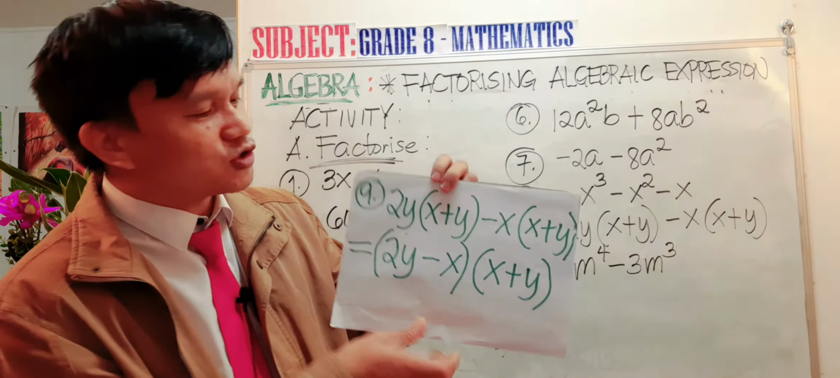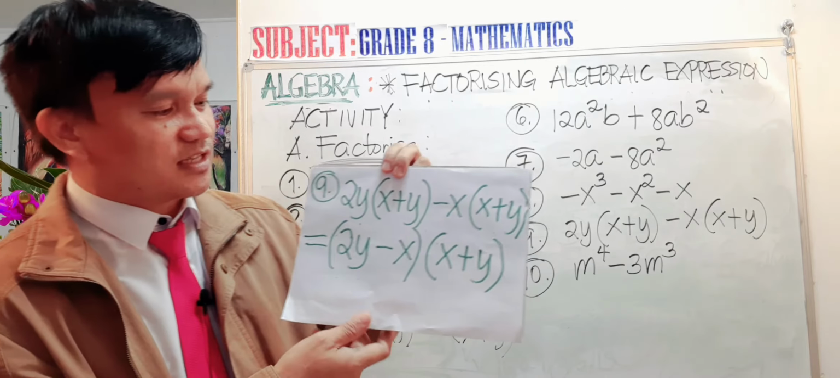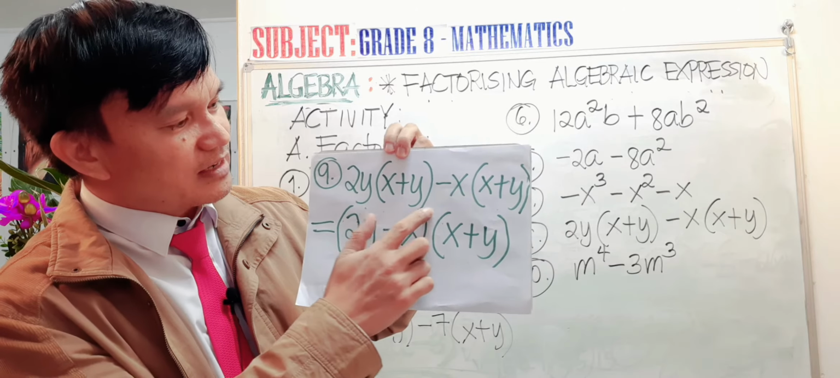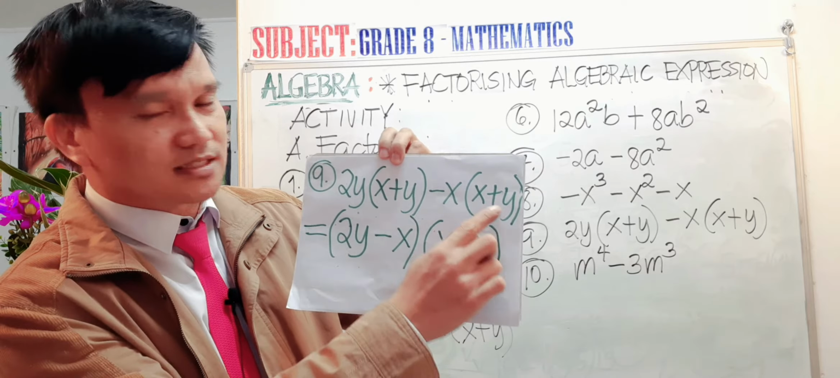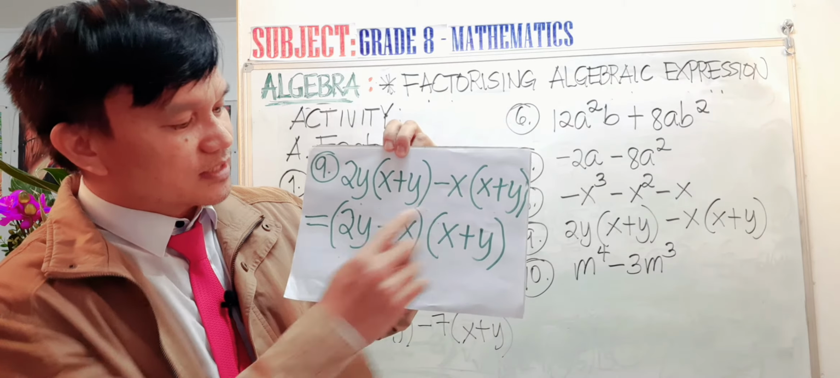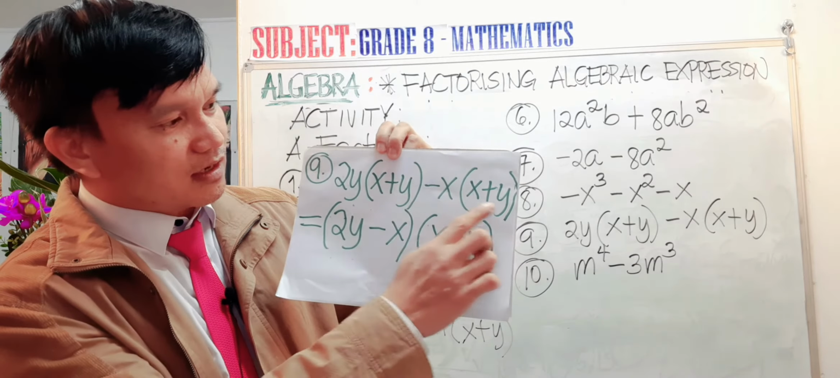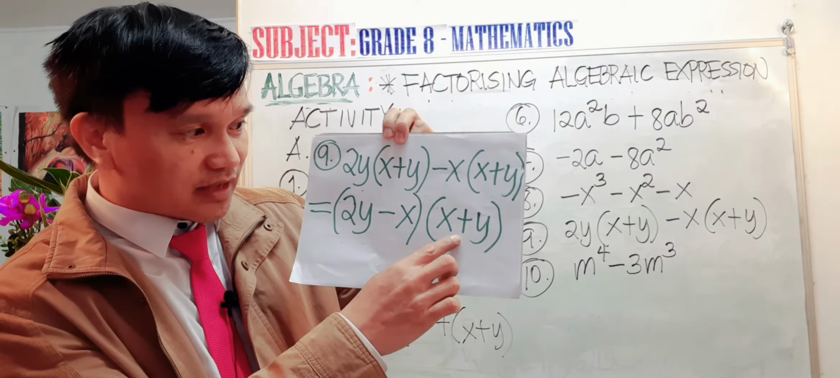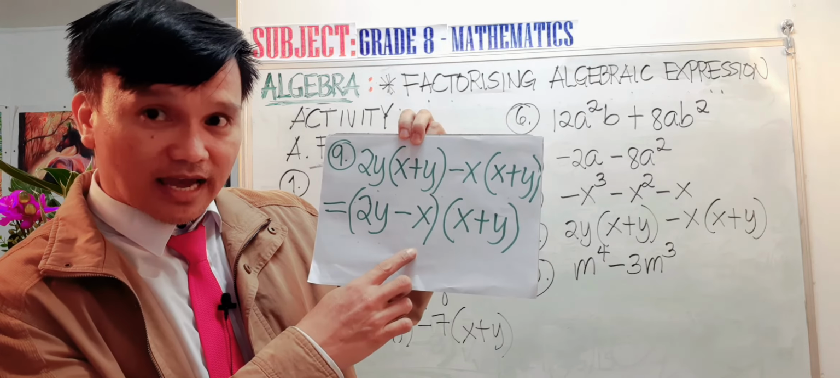Question number 9: 2y, open, x plus y, minus x. This is the same as the other. What have you noticed here? I combine 2y with minus x, because these terms share the same common factor. So I just copy 2y minus x, and copy the common x plus y. Or you can interchange it, writing x plus y first, followed by 2y minus x.